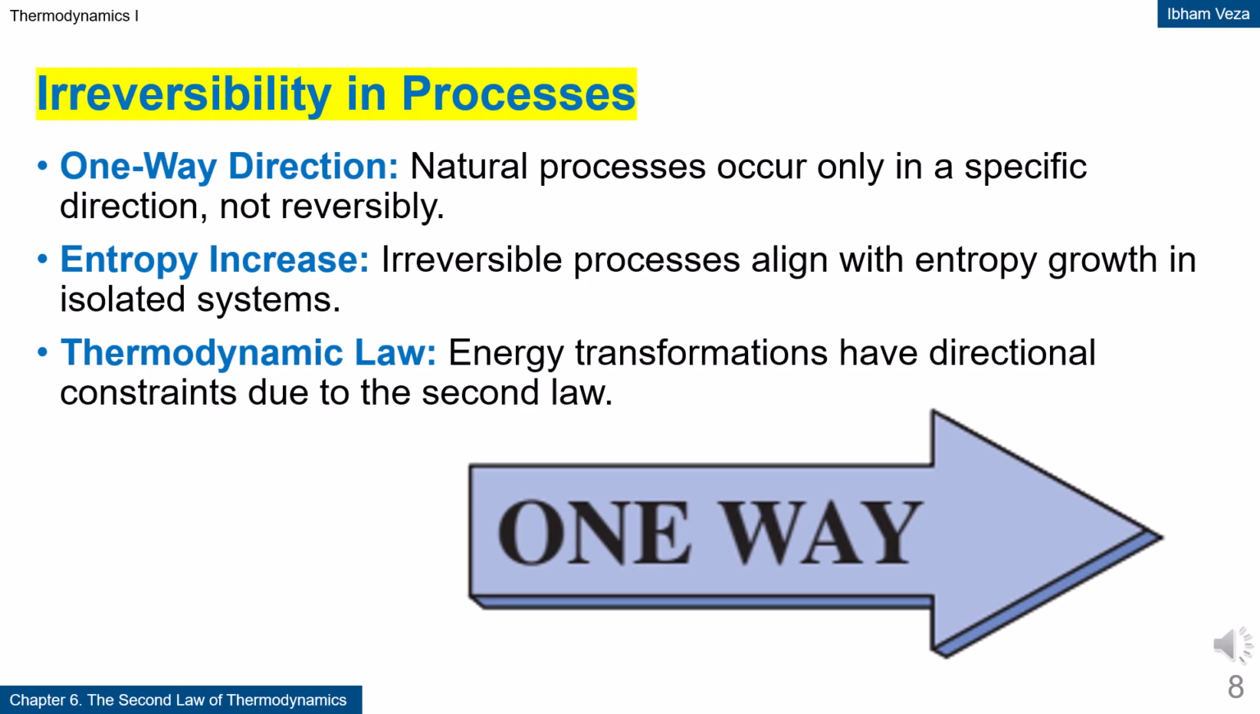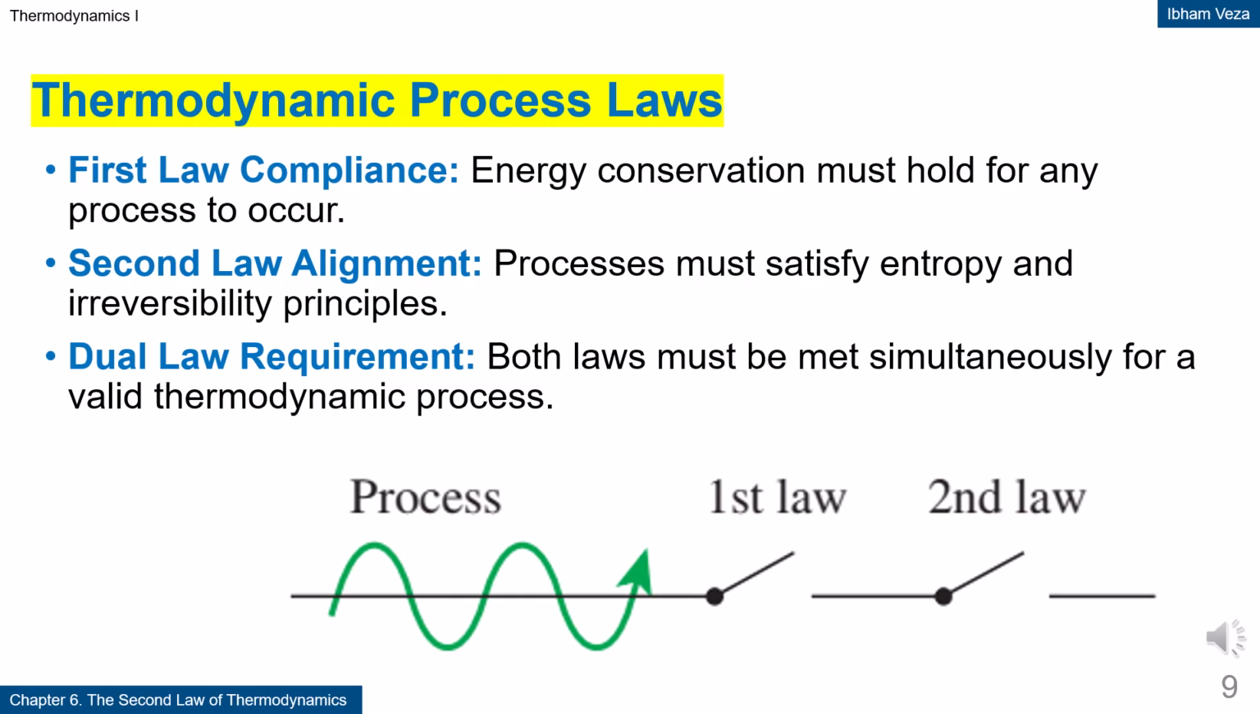Irreversibility in processes. Many processes in nature occur only in one direction. These processes are called irreversible because they cannot return to the initial state without leaving changes in the surroundings. Friction, heat transfer, and mixing are common examples. All these processes are associated with an increase in entropy. This is the fundamental reason why time has a direction in thermodynamics.